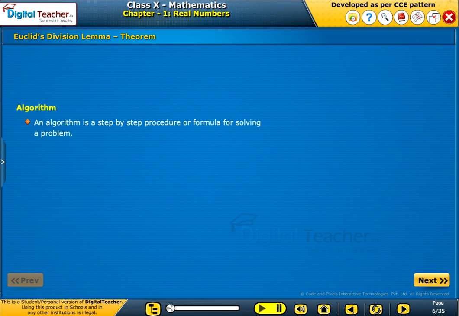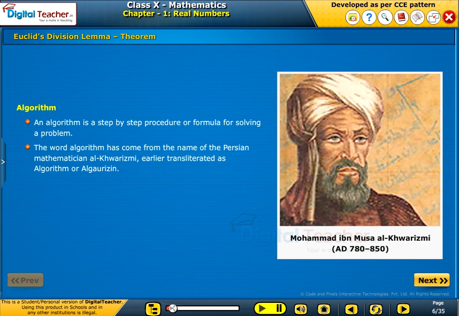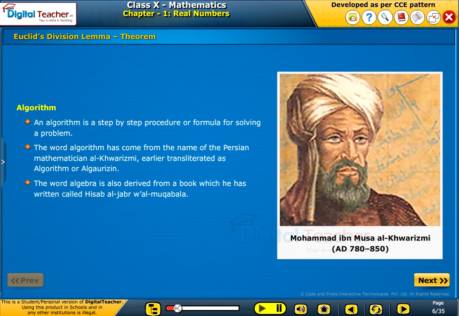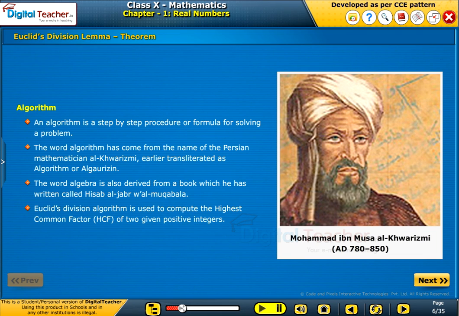Algorithm. An algorithm is a step-by-step procedure or formula for solving a problem. The word algorithm has come from the name of the Persian mathematician Al-Khwarizmi, earlier transliterated as Algoritmi. The word algebra is also derived from a book which he wrote called Hisab al-Jabr wal-Muqabala. Euclid's division algorithm is used to compute the highest common factor, HCF, of two given positive integers.